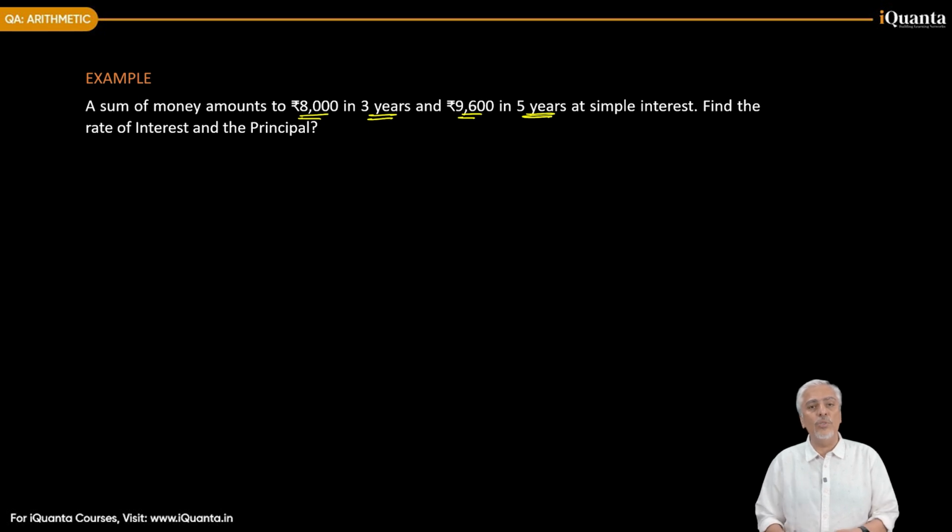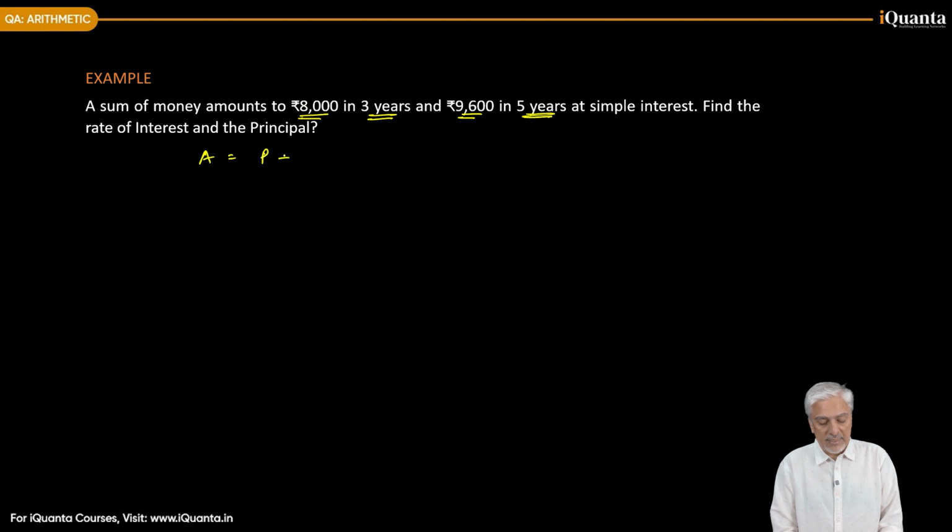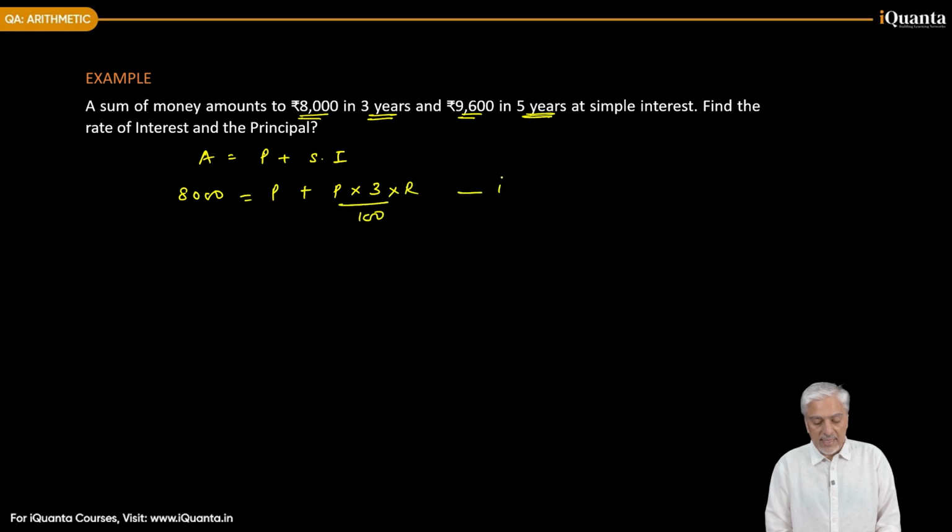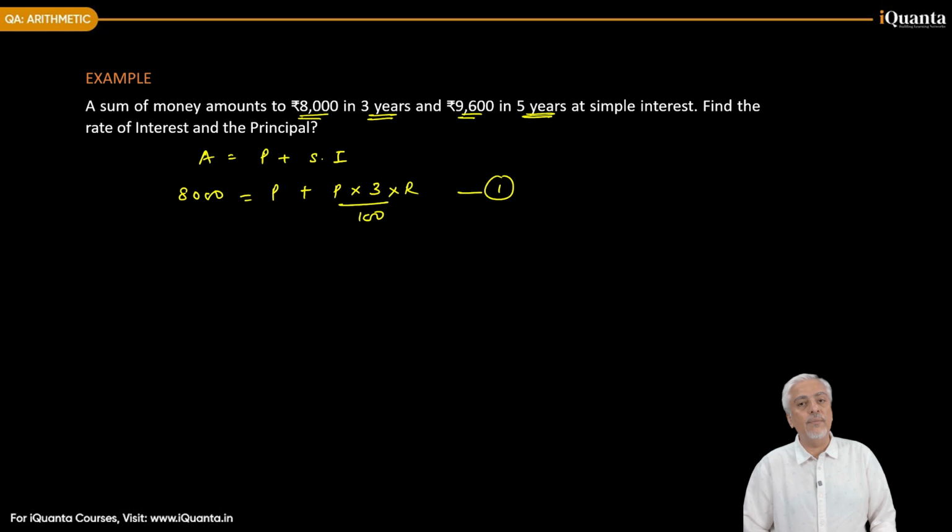So a lot of people do this question with a lot of properties and formulas. So they say amount is equal to principal plus simple interest. I'm just explaining this. This is what people do. And then they will say, okay, amount is 8,000. I don't know the principal. The simple interest formula is P into N, over here N is 3, I don't know R also, upon 100. This is my first equation where P and R both are missing.